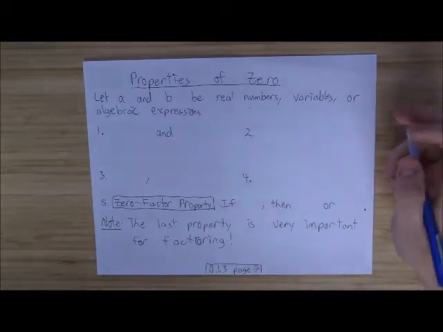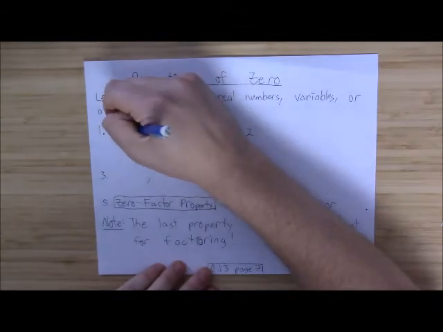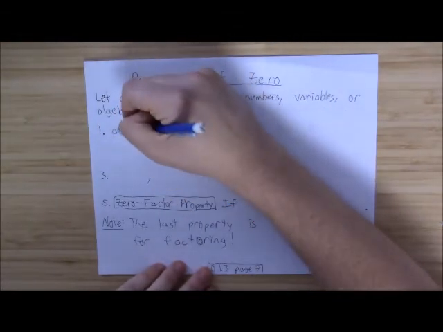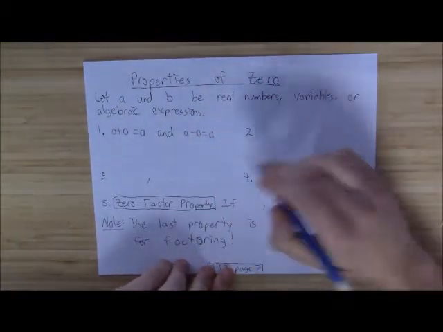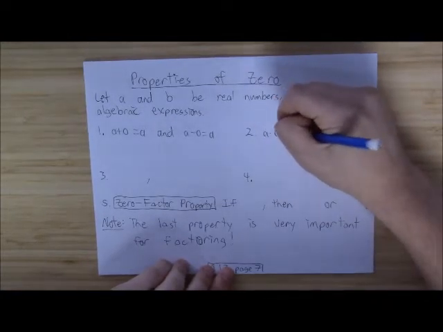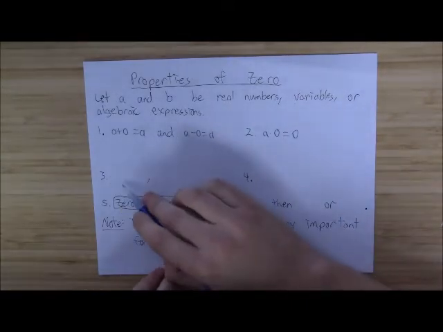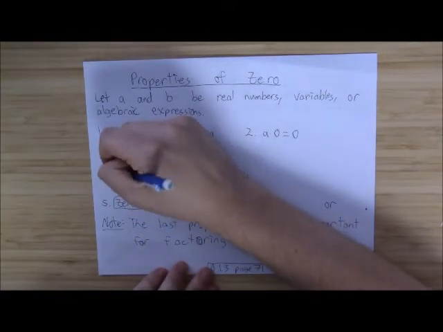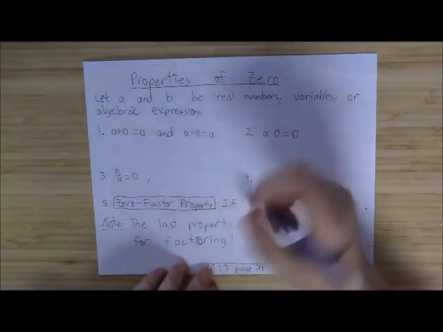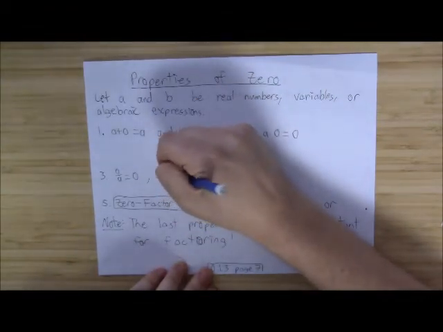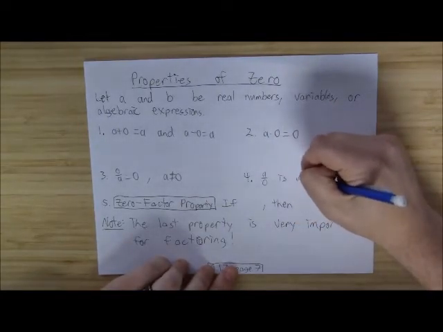0 also has several important properties. The first property of 0 is that a plus 0 equals a, and a minus 0 equals a, as we've seen already. We also know that a number times 0 is always 0. And we also know that 0 divided by any number is always 0, assuming a does not equal 0. And then finally, we have that a divided by 0 is undefined.